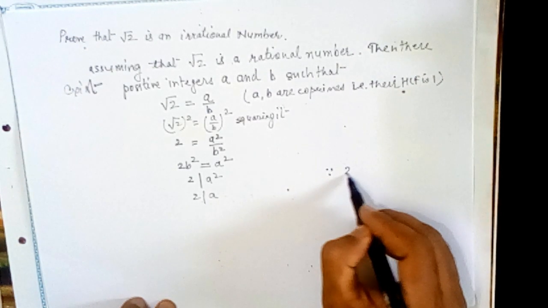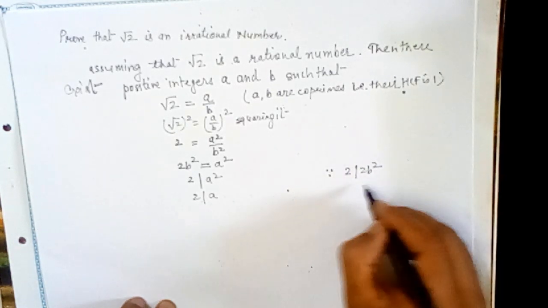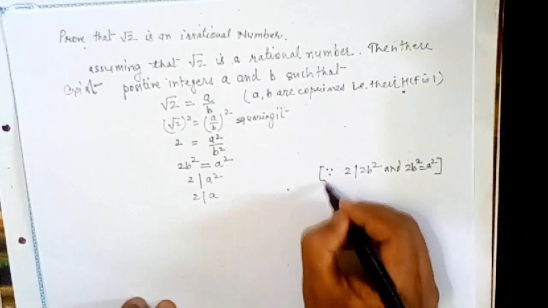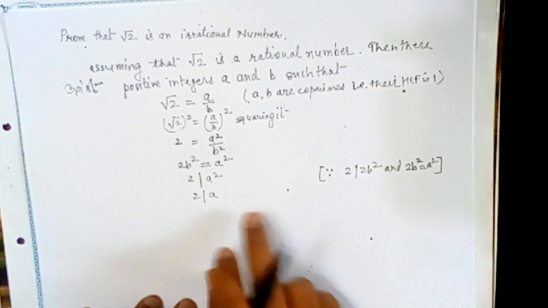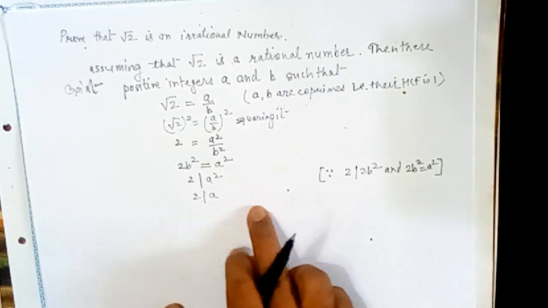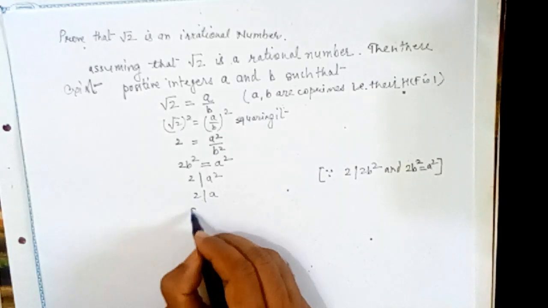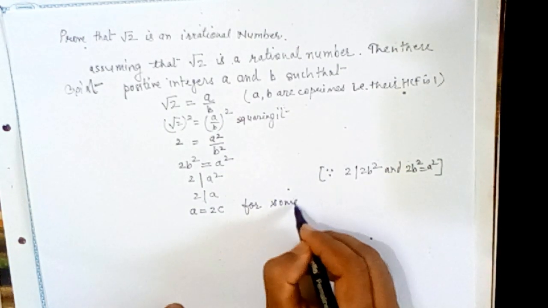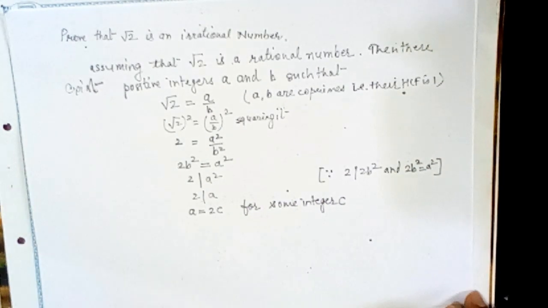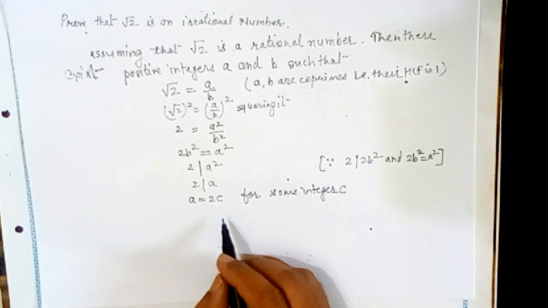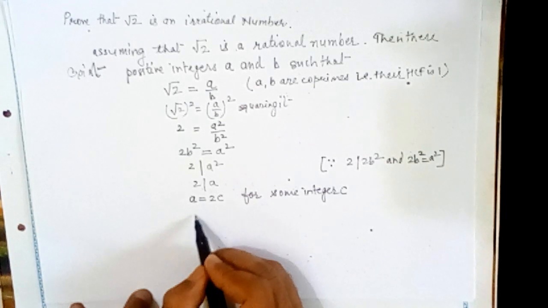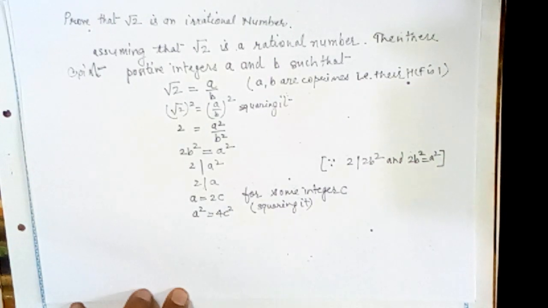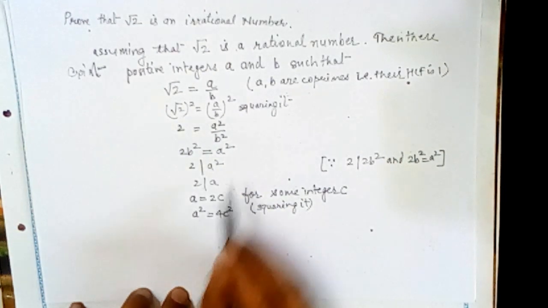Since we have taken 2 is a factor of 2b square, and we have got this 2b square is equal to a square, therefore we can say this. Now we have used the previous theorem we just discussed. So if we are assuming here again a is equal to 2c for some integer c, now squaring it again, a square is equal to 4c square. Now we know that a square is equal to 2b square. We can substitute it here.